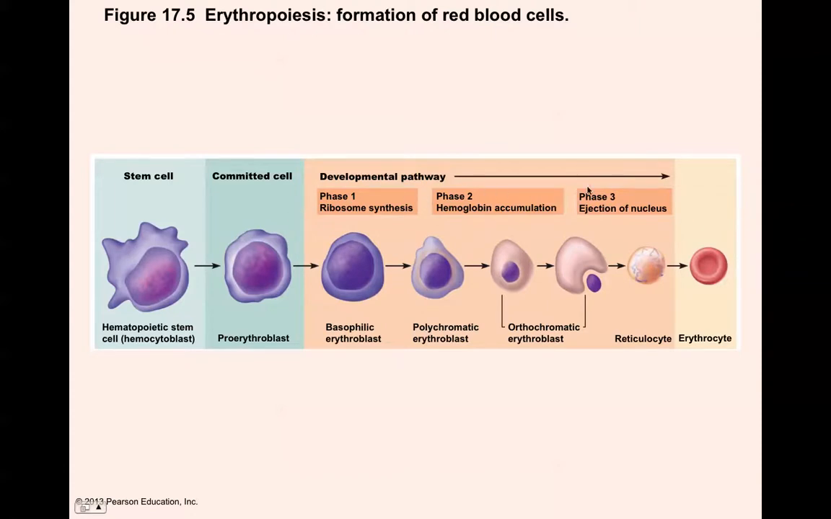So it goes through various developmental phases, and you don't have to memorize each one of these, but we have various things going on. Ribosome synthesis when it's a basophilic erythroblast. Then you've got a polychromic erythroblast. And then here's your orthochromic erythroblast. And this is the point where it just spits out the nucleus. It's ejecting the nucleus, and then it becomes a reticulocyte, and then finally we see the fully formed erythrocyte, that biconcave disc that is going to be circulating within general circulation in the circulatory system.